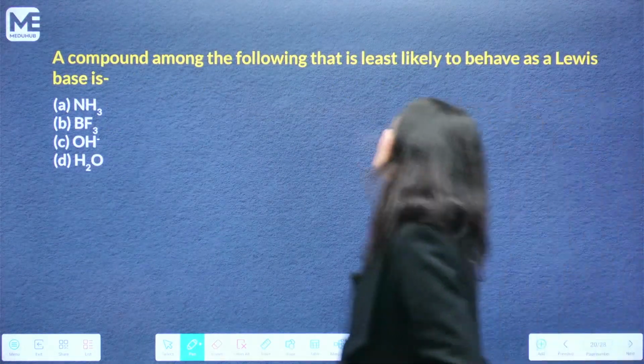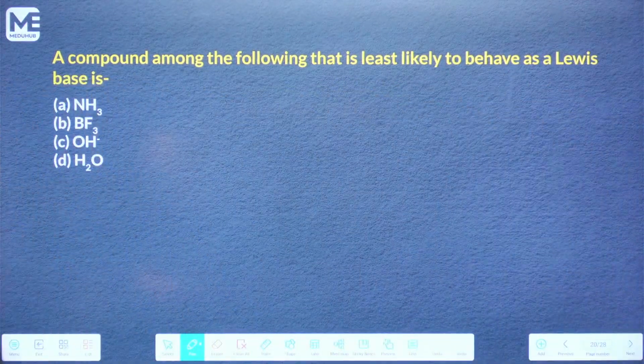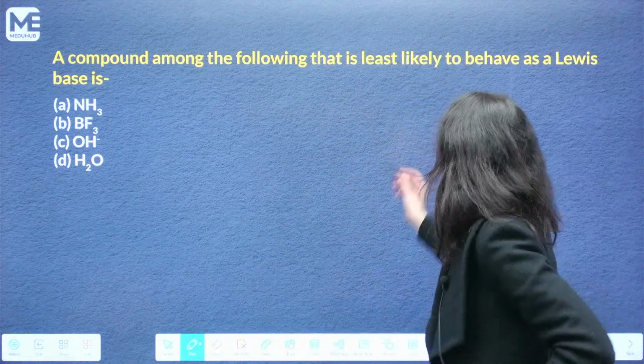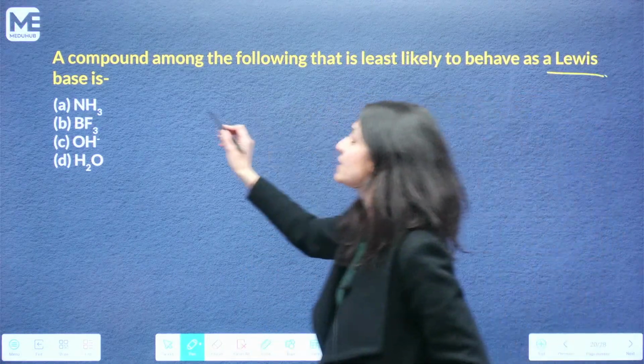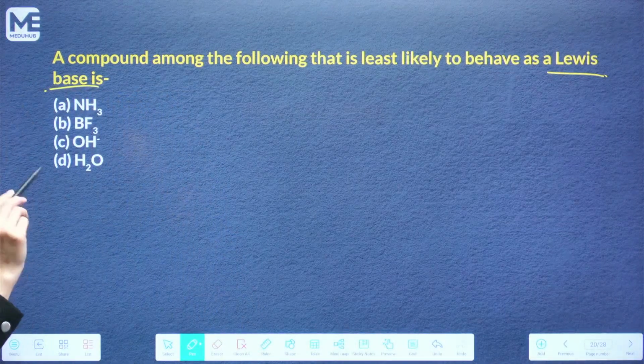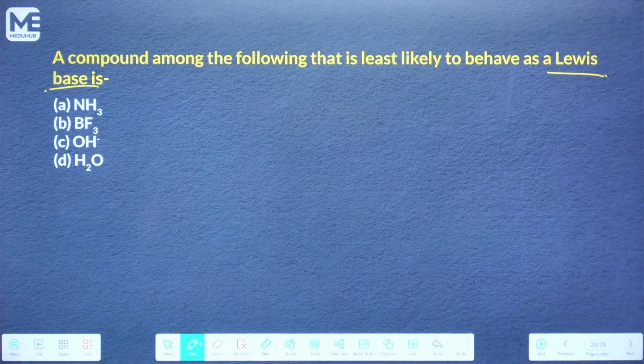Next, a compound among the following that is least likely to behave as a Lewis base. This question is extremely easy. I want you to attempt it, please. Here we are talking about a Lewis base now, so don't be confused. We are not talking about Lewis acid. We are talking about a Lewis base. A Lewis base is a substance that donates its electron pair. What would be the answer?